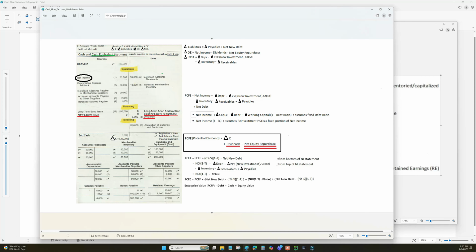In the financing section, you have long-term bond issue, but on the other side you also have long-term bond redemption. This shows that we've had $100,000 of a new issue, so that's a source. But if some bonds had been redeemed or paid back, it would have been a use of cash. If there's any new equity being issued, it would be a source of cash, but the other side of that is if there was any repurchasing, it would be a use of cash. Dividends, obviously, are a use of cash. And then here at the bottom you have CapEx, or property, plant, and equipment investing, which is definitely a use of cash.